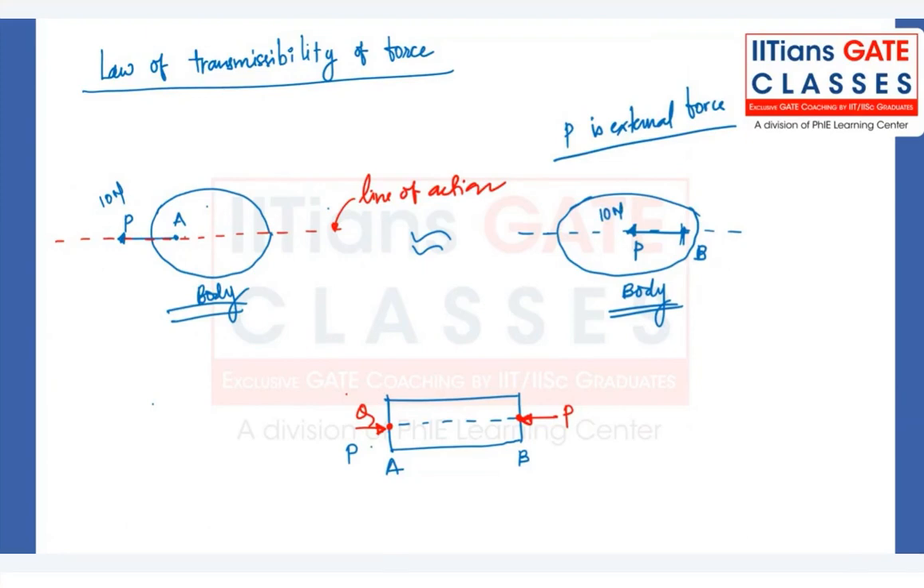We are not talking about strain and all, because here the basic assumption is the body is rigid. We will just talk about whether it is moving or at rest. If it is moving, how far it will go, how much work done it will do, and if it is at rest, whether it will move with that external force or whether it will remain at rest, how much frictional force it will generate, and all these things we'll study. Not about the strains and stresses.